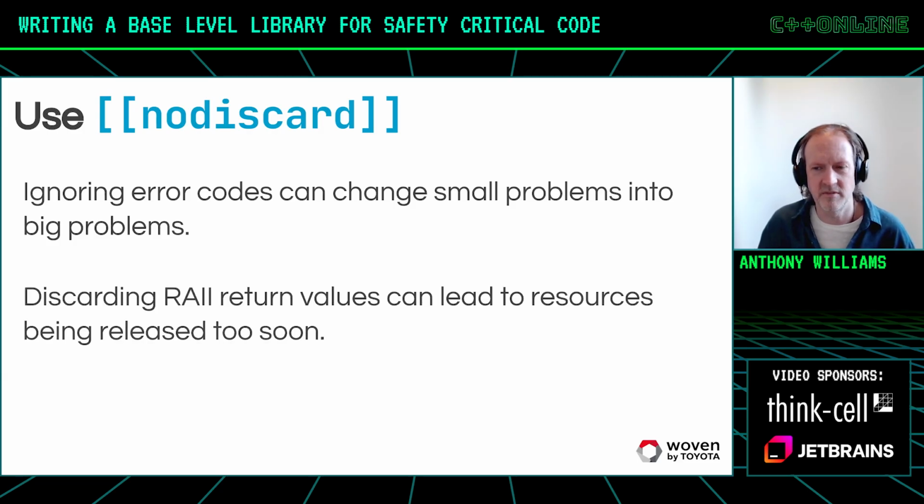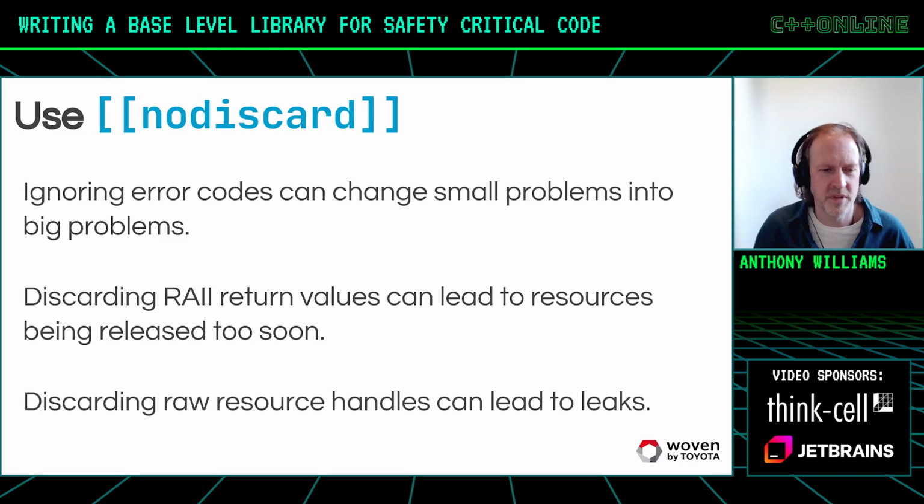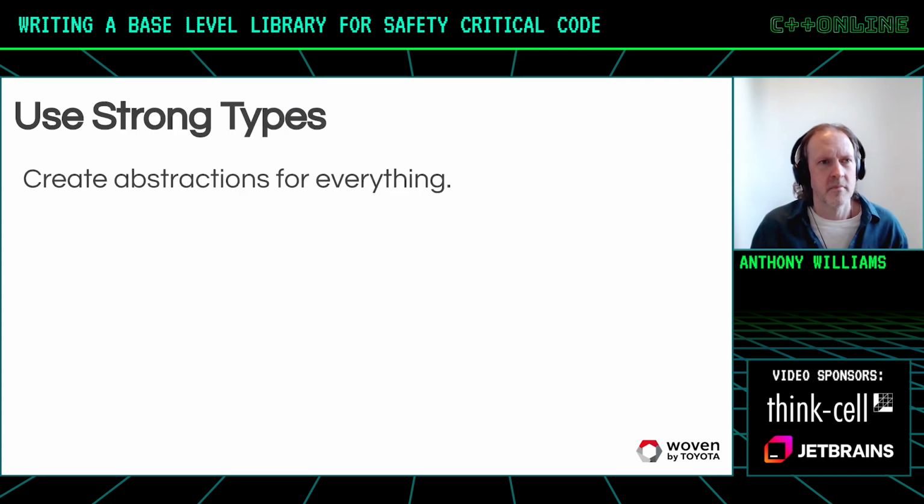And similarly, accidentally discarding return values can lead to resources being released too soon, or discarding resources and leading to leaks where you haven't trapped it in order to release it later. So yeah, use nodiscard in lots of places where you can. And use strong types with abstractions to avoid accidental errors.